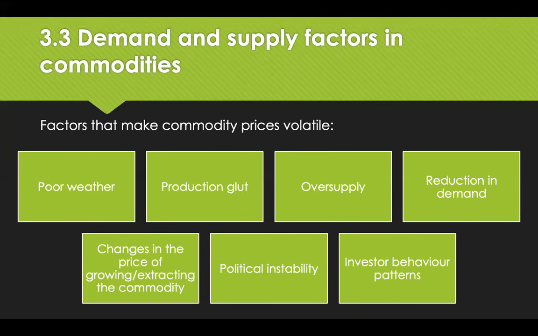Political instability, like government interference, worker strikes and war, which limit the production and supply of a commodity, like the Gulf War, had a massive effect on the global oil price. And as well as investor behaviour patterns, the market is very sensitive to investor-trader behaviour, which can cause a trend to buy or sell and affect the prices.